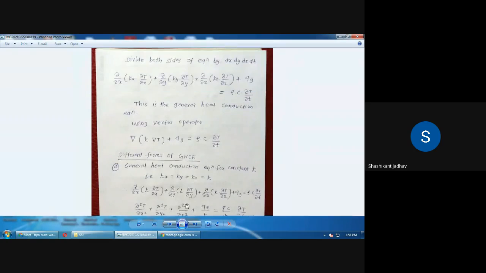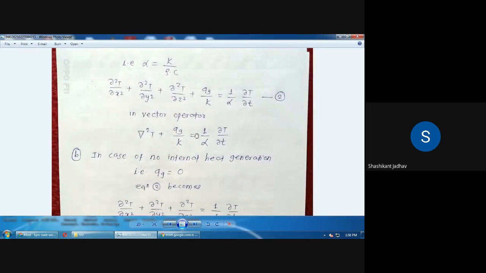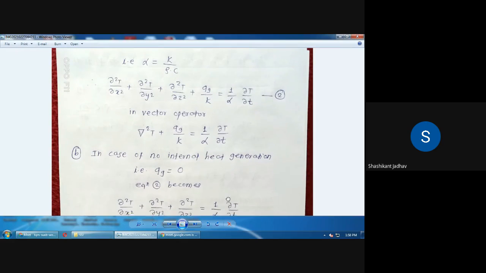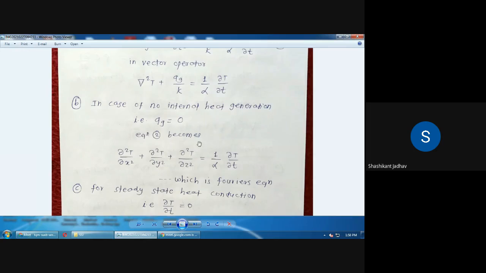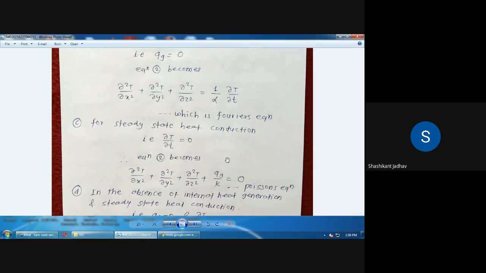This is the final equation, and that final equation is nothing but the general heat conduction equation in the Cartesian coordinate system. Then we discussed the different forms of the general heat conduction equation. In the first case, we considered the thermal conductivity is constant. Then we get one equation when the thermal conductivity is constant. Then that same equation we wrote in the form of thermal diffusivity. In the second case, we considered the internal heat generation is 0, and if internal heat generation is 0, then whatever equation we get is nothing but Fourier's equation. And in the next step, we considered the steady state. So for the steady state, we put ∂T/∂t is equal to 0.